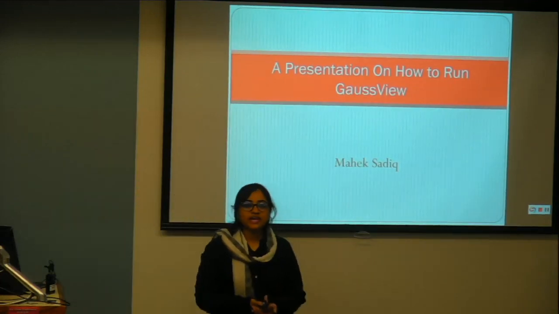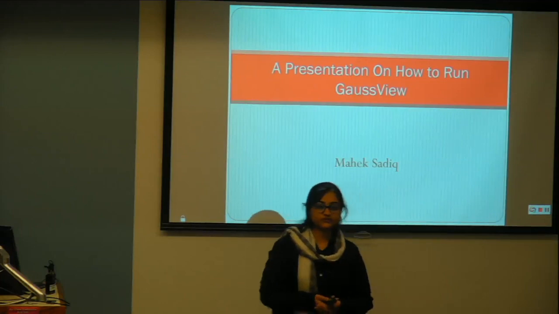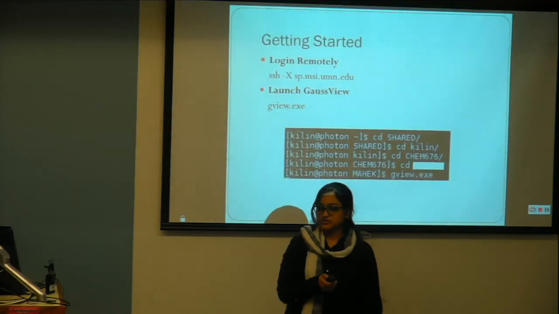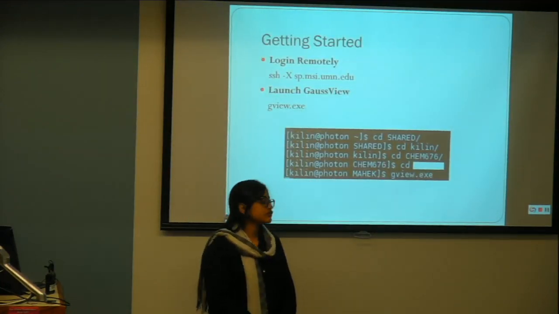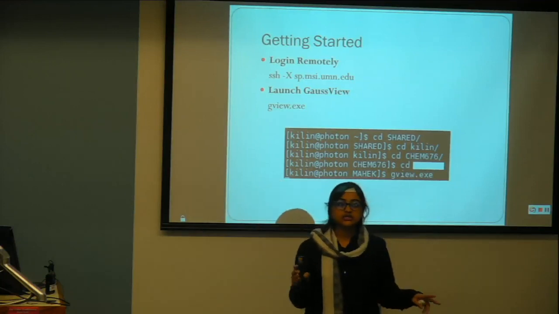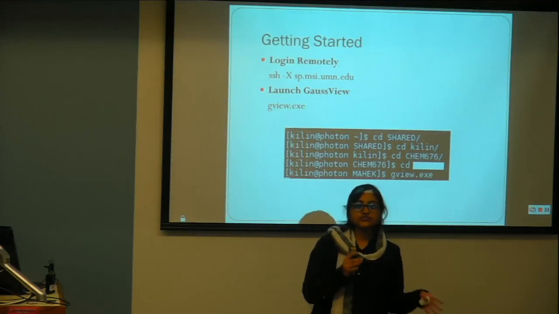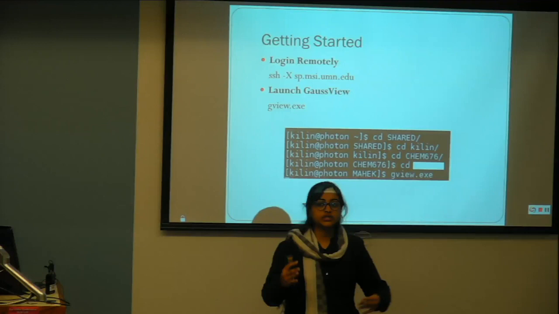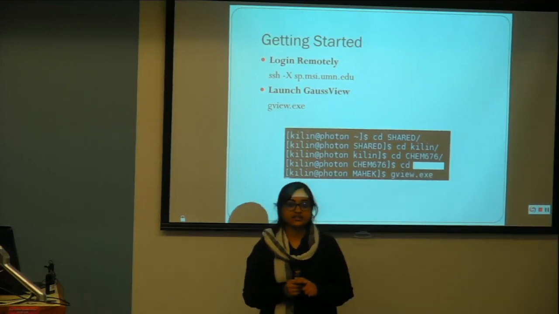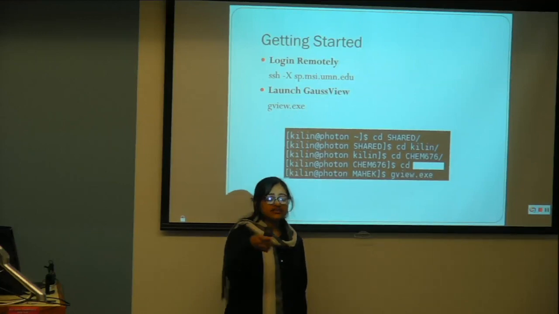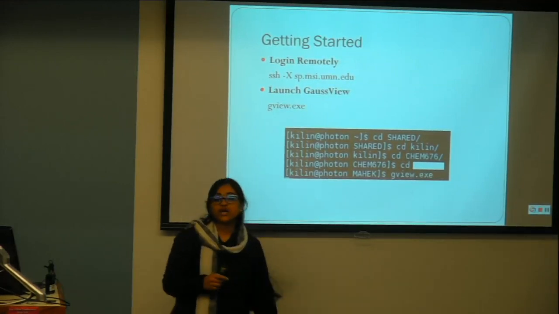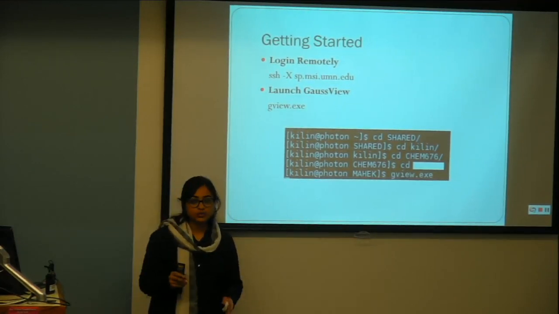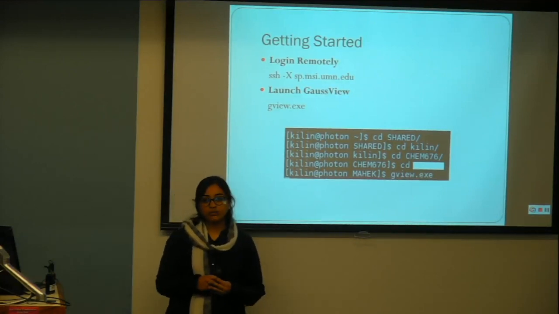Good morning. I'm Mahek Sadiq, and my presentation is on how to run GaussView software. So first of all, for running GaussView software, we need a platform. If you are using Windows, we need to connect to Linux. And how do we connect to Linux? We need a terminal software to connect to Linux, and that is MobaXterm. So using the SSH command that we have over here, we connect to a remote device, and then we give in our username and password. When everything operates correctly, we can access MobaXterm and write the codes.